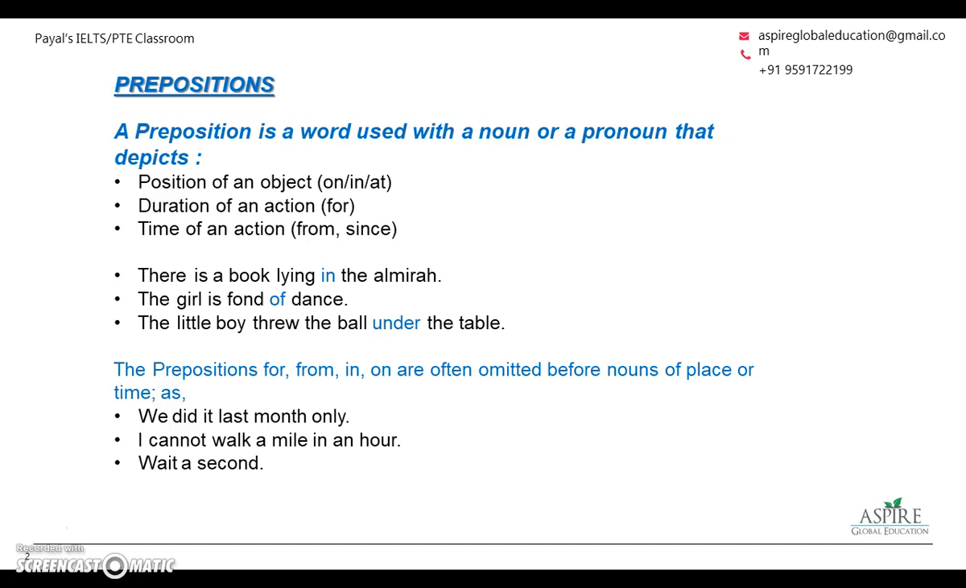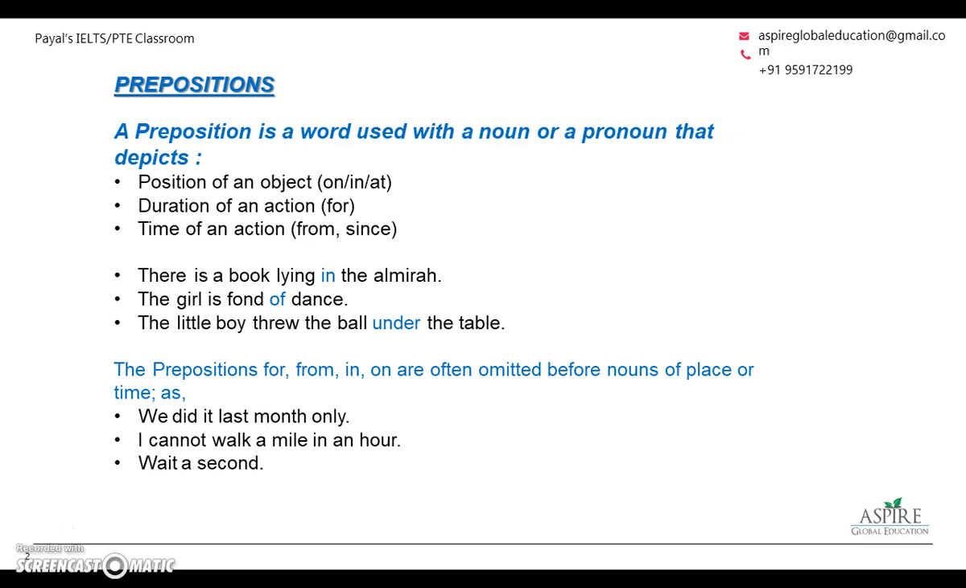I can also make another sentence. I have worked in this company for almost 3 years. So for how long have I worked in this company? Almost 3 years. So this preposition for will indicate the duration of the action, that is, for how long I have worked. Time of an action, from or since.